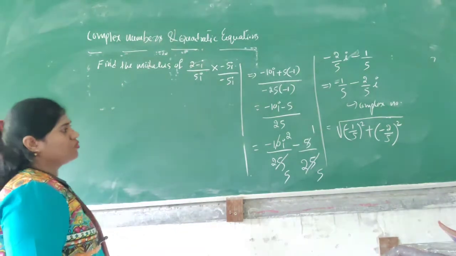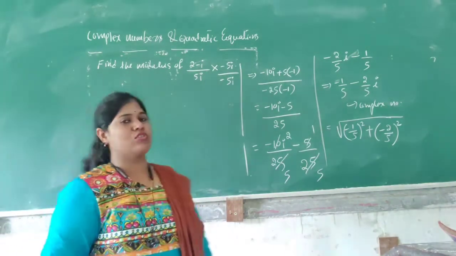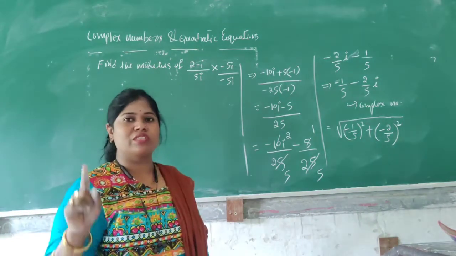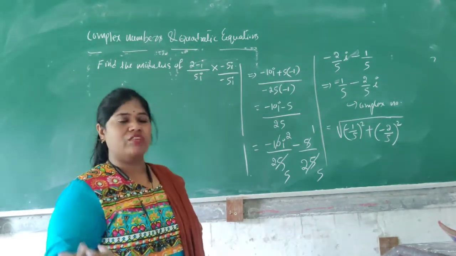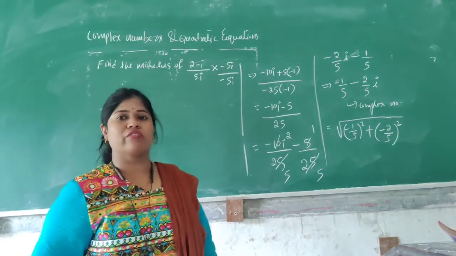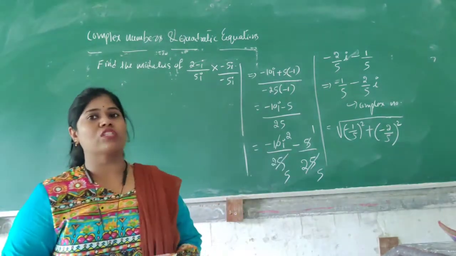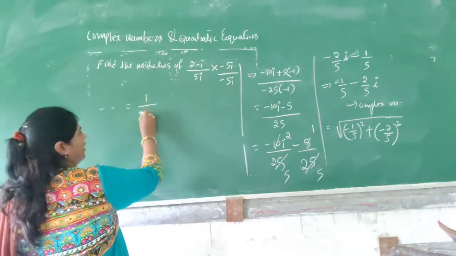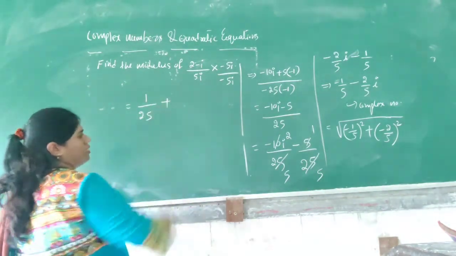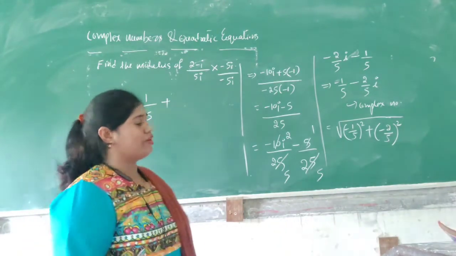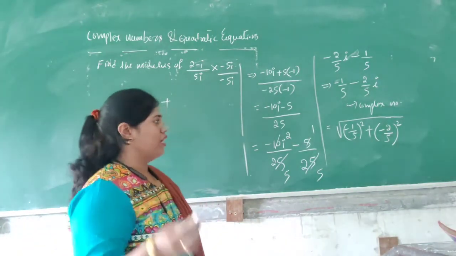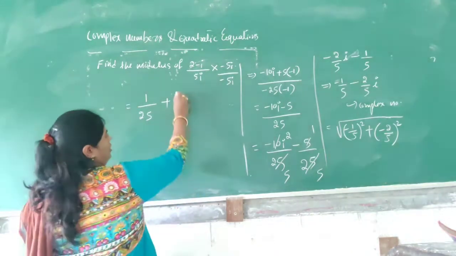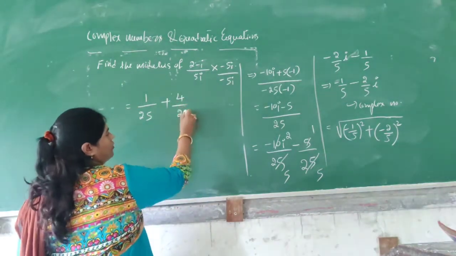So (-1/5) whole square is equal to 1 divided by 25. Minus 1 into minus 1 is plus 1, and minus 5 into minus 5 is plus 25. So (1/5) whole square is equal to the square root of 1 divided by 25, plus minus (2/5) whole square. That is 2 2s are 4 divided by 25. That is 4 divided by 25.